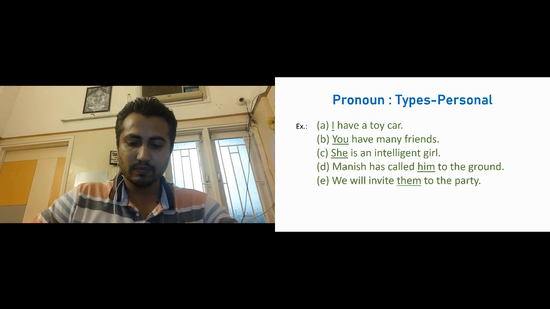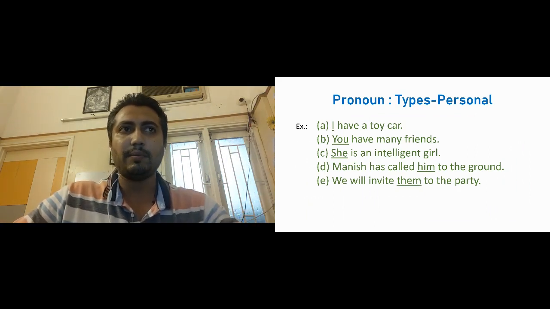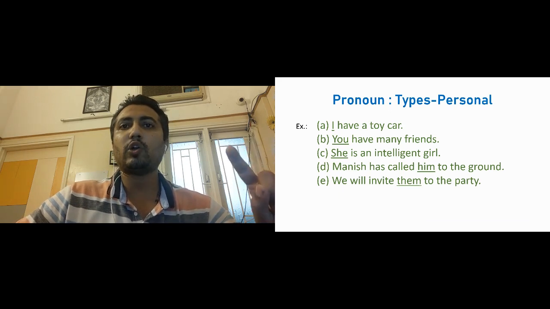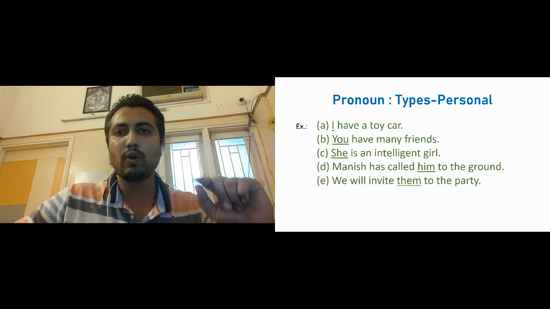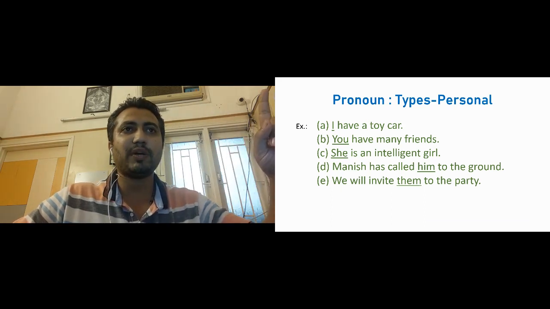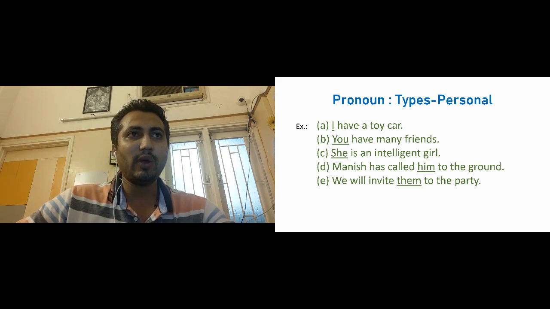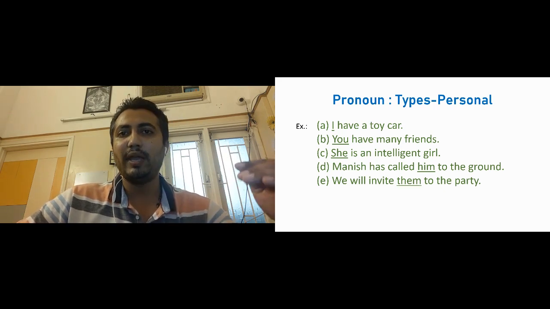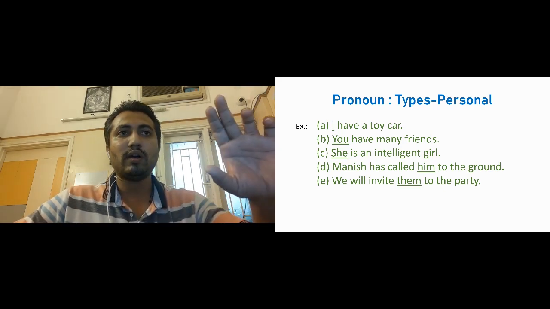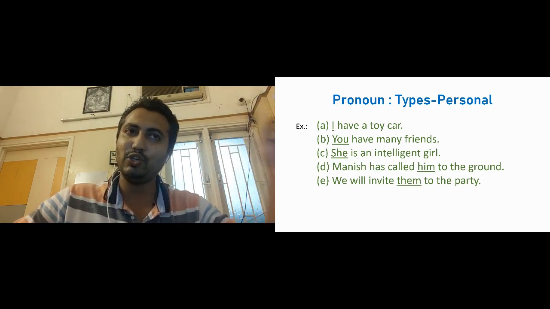Fine. Then next, let us look at some examples here. Look at the first example: I have a toy car. So here, what is the pronoun? I. I is the subject, isn't it? So first person singular subject is I. Look at the next one: You have many friends. So you again is the subject here. Second person subject, you.